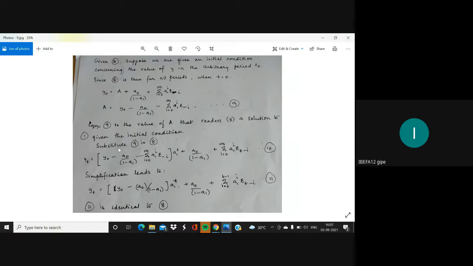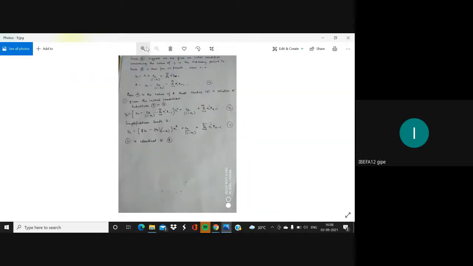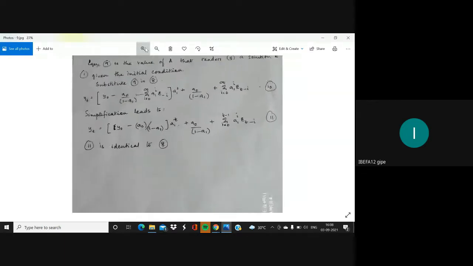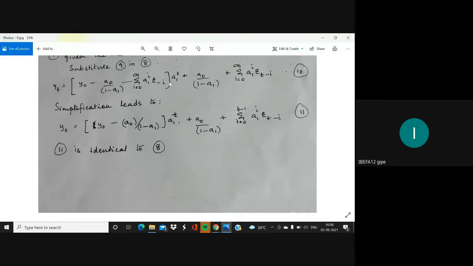Now if you substitute equation 9 in equation 8, replacing a with this term, then you get the entire expression, or the definite solution of the difference equation, the first order autoregressive process. If you simplify this further, you will get this. I'll share the notes so it will be easier for you all to understand.